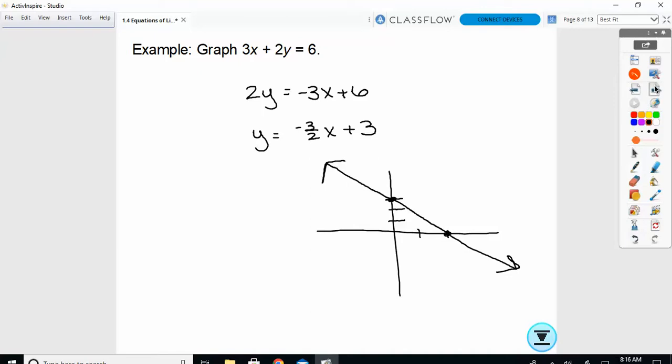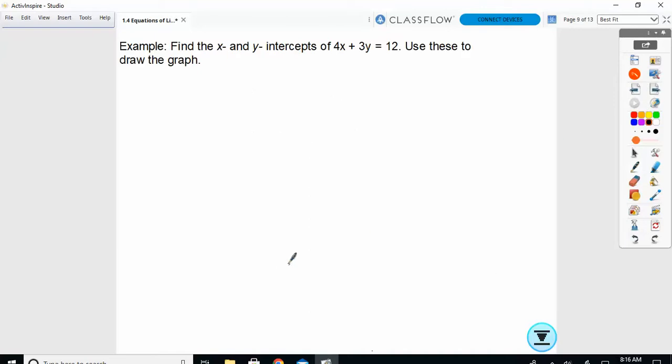What if I gave you an equation, told you to find the x and y intercepts and use those to graph it? We can do that. We're big kids. Right, 4x plus 3y equals 12. How do you find the x-intercept? Solve for x when the y is 0.